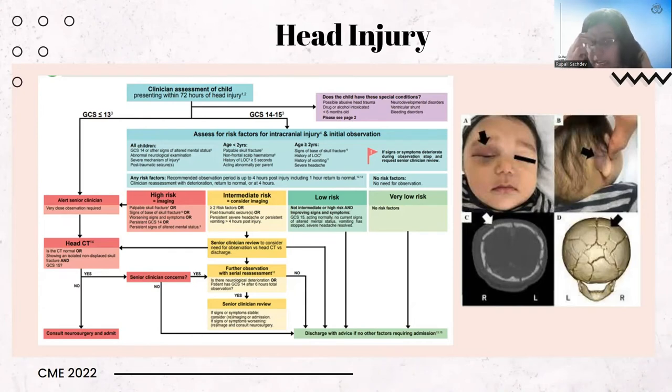If you have an immediate risk or a low risk, then your approach will be different. If it's an immediate risk, you consider imaging and you get a senior clinician to review. If it is low risk, you can discharge the patient with follow-up advice if they deteriorate suddenly.